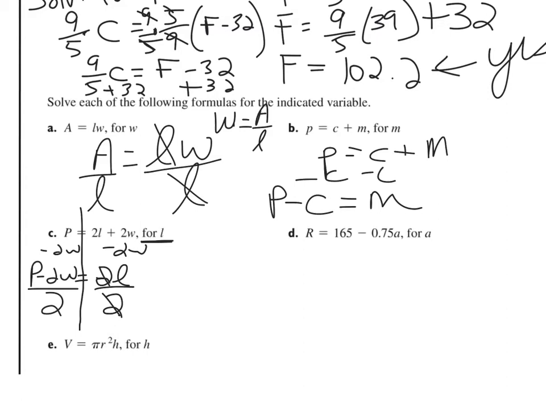I don't know if that's a really good highlighter. Maybe that's not supposed to be a highlighter. I'm not just doing part of it by 2. I'm going to multiply or divide the entire section by 2. So L is equal to P minus 2W over 2.